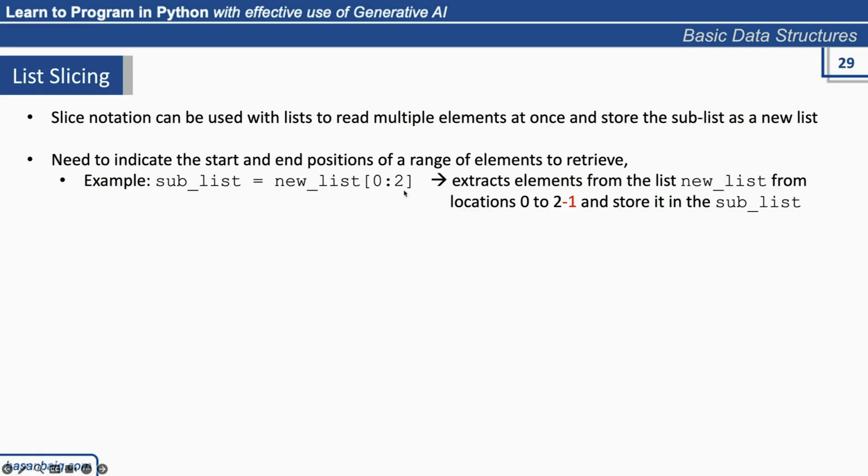2 is excluded. Okay. So whatever you specify here, it always performs the minus 1 operation. So 2 minus 1, which means that 0 colon 1 will be read. There is always also a negative slicing option available.